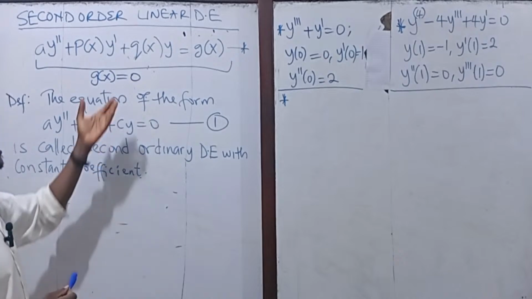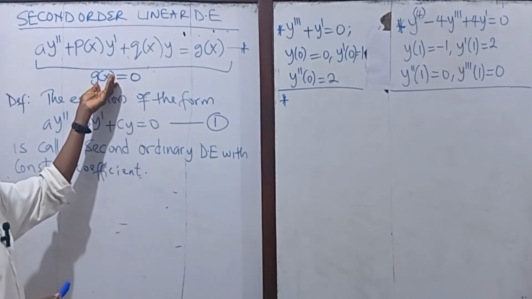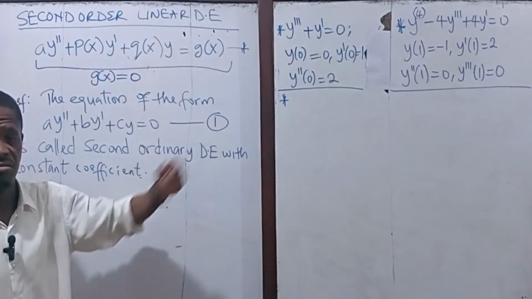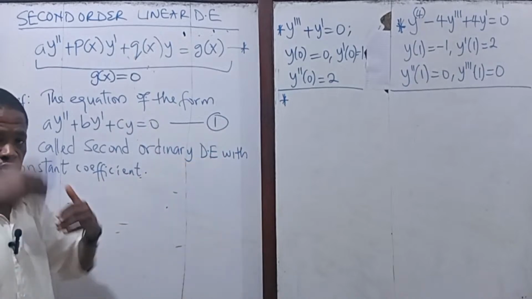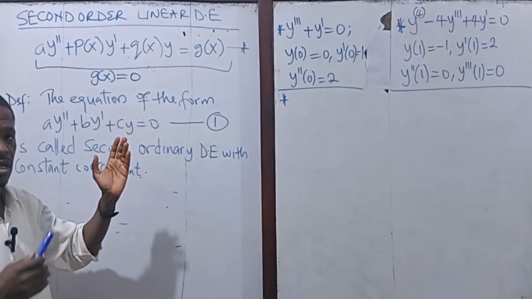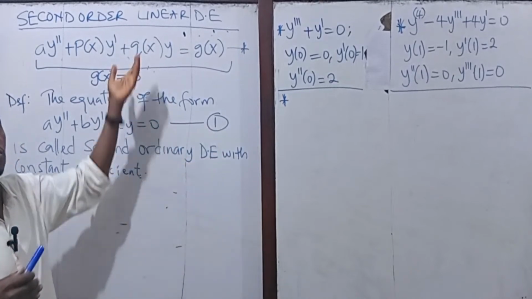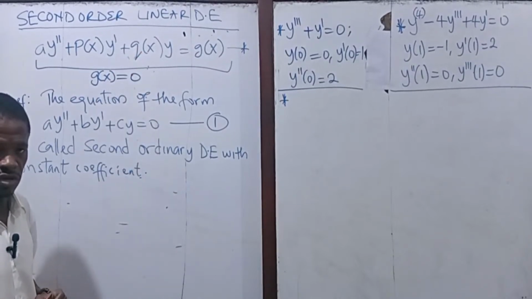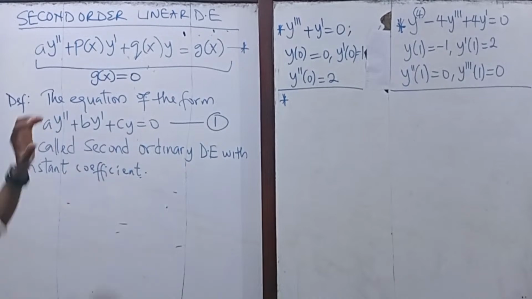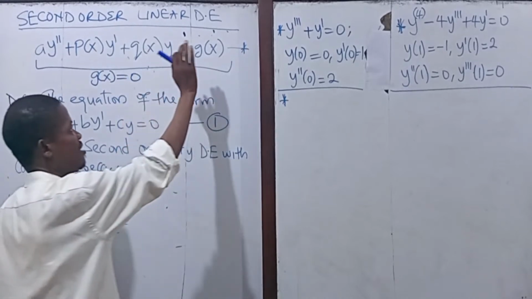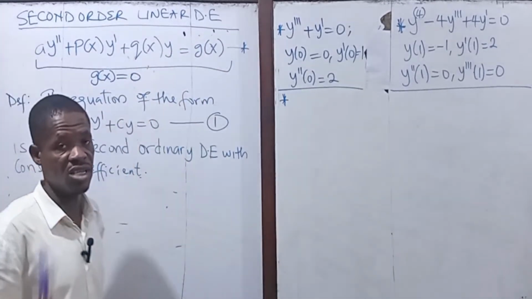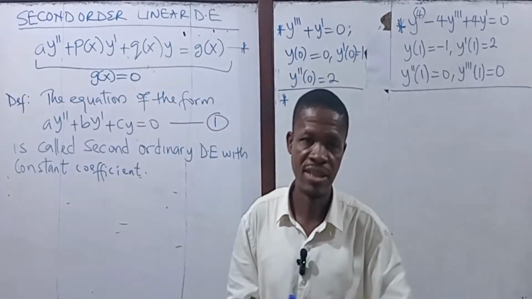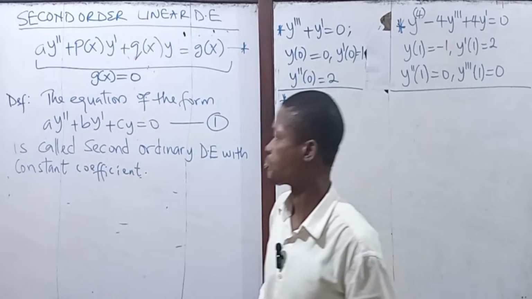But if it's not equal to 0, the g of x could be quadratic, could be a polynomial, and so on. In such a case, it becomes a non-homogeneous differential equation. But for this night, we want to look at the case where g of x is equal to 0, which is called a homogeneous second order differential equation.